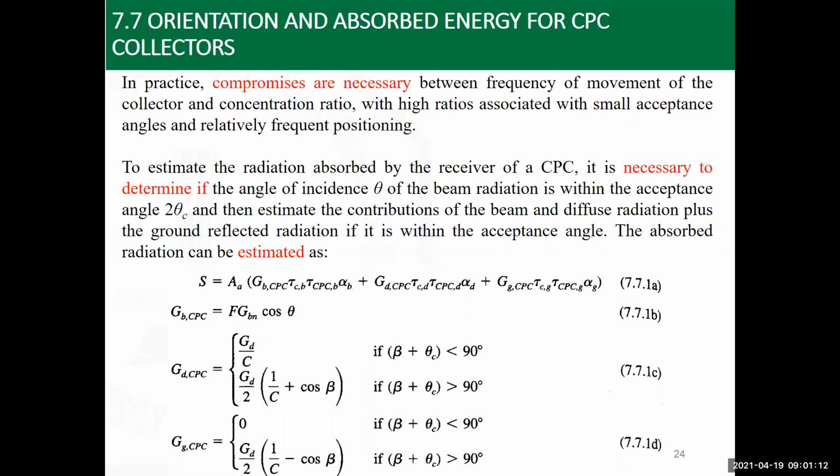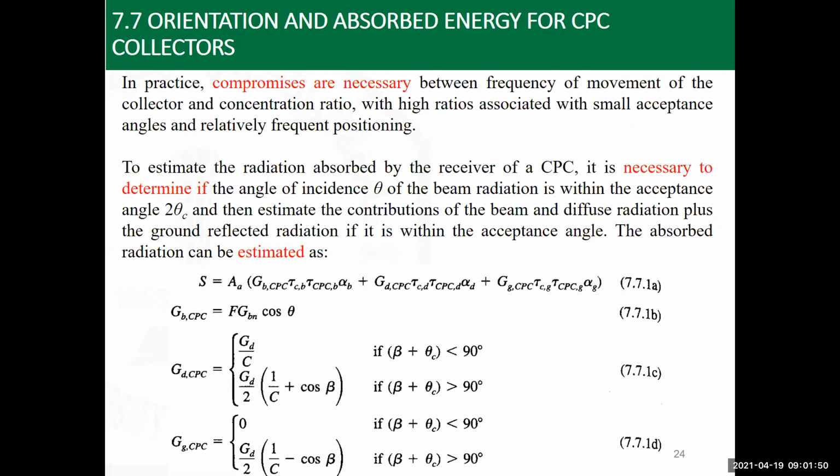So if the acceptance angle plus the angle of inclination is less than 90, then you would get a value of the diffuse component. You don't have a value of the ground component. If they are greater than 90, then you are going to have both components as given here by these equations. Once you know the values of GB of the CPC, the beam component, the diffuse component GD, and the ground reflected component GG, you can substitute them in equation 7.7.1a to calculate the value of S.